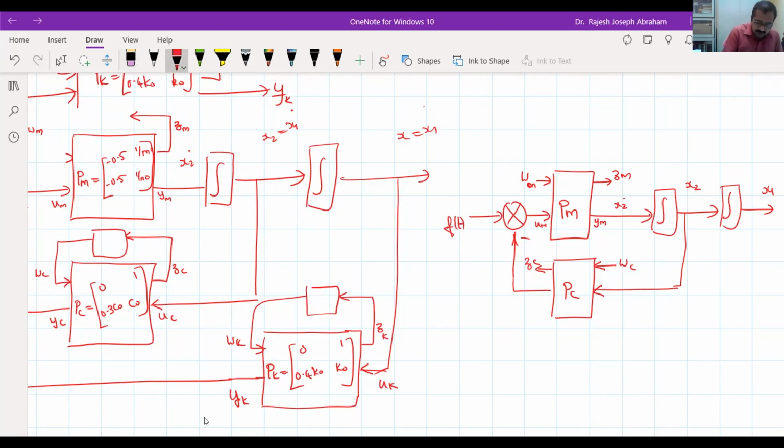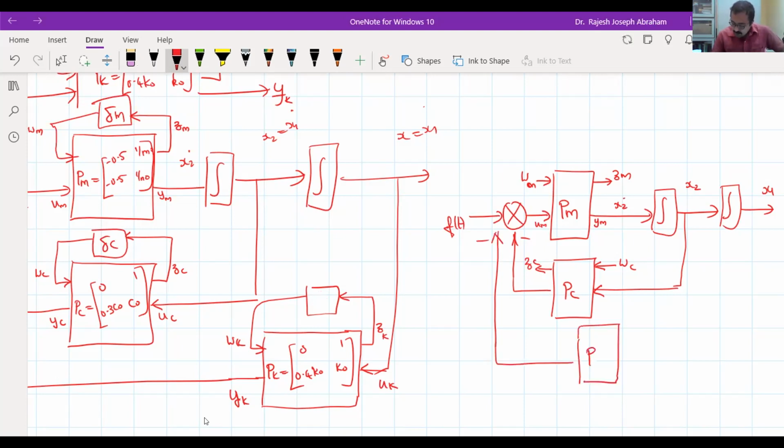Anyway, let me complete this thing for the time being. Delta C, right? So here there has been an exogenous input WC and a regulator output ZC, right? Similarly, one more corresponds to the spring. This is PK, this is WK, and this is ZK, coming from K. Oh, I forgot to mark. What is the signal at this point? It is UC, and this is YC. This is UK, and this is YK.